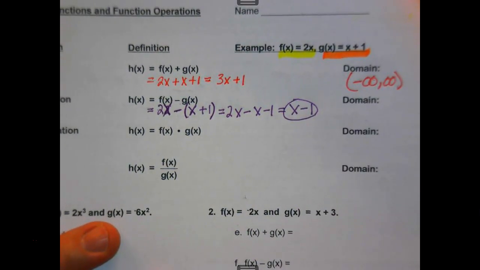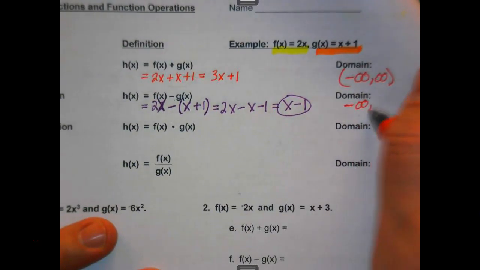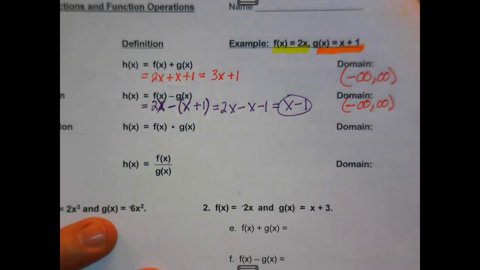And again, my domain, I don't have any restrictions. Negative infinity, positive infinity, all real numbers are going to work. It's a line.